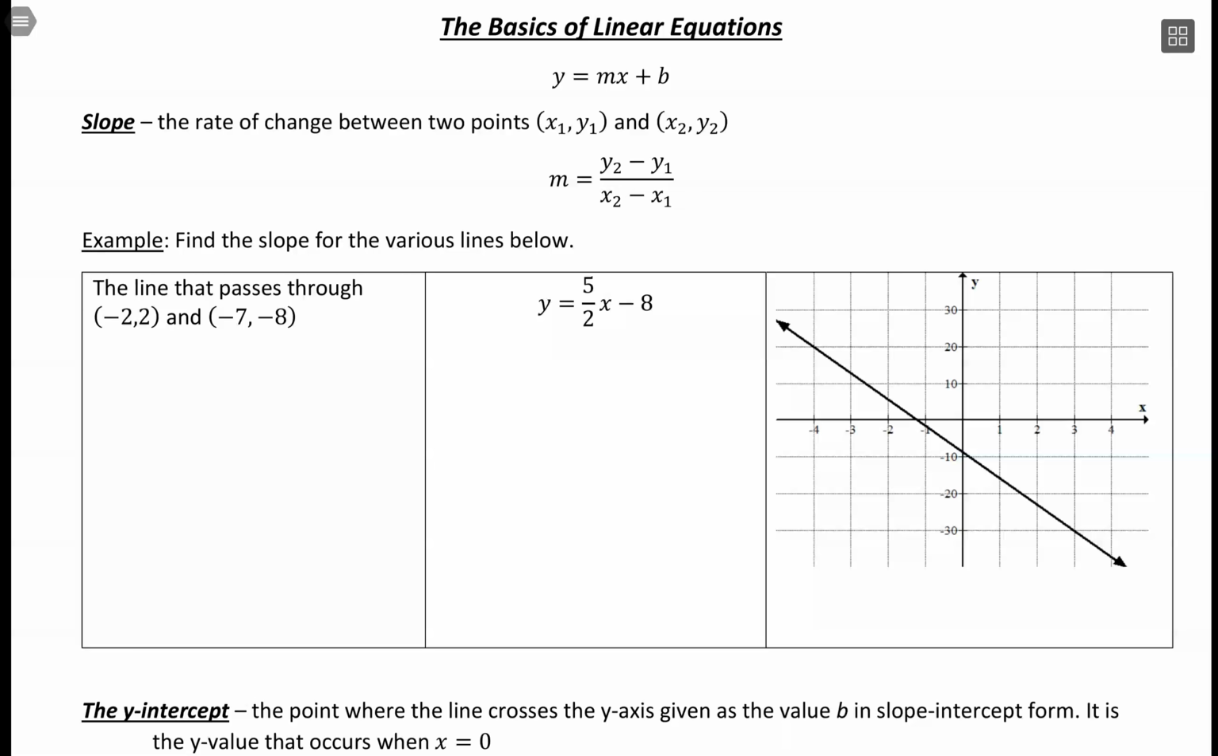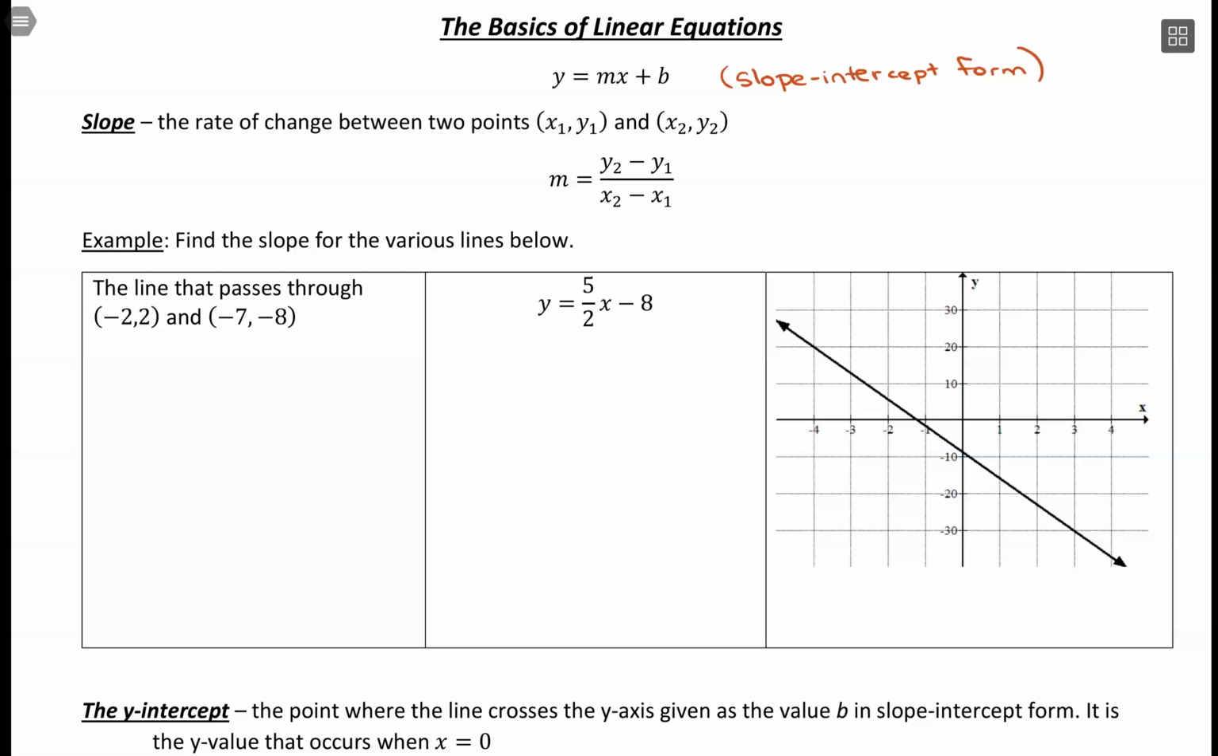Let's go over some of the basics of our linear equations. So the basic form is y equals mx plus b. So that's our slope-intercept form. There are other forms out there, but this one tends to be the best for graphing and analyzing and everything like that. It's a good setup.